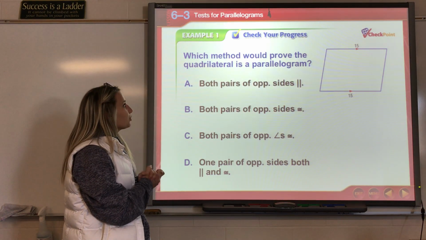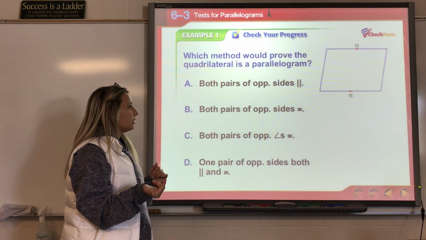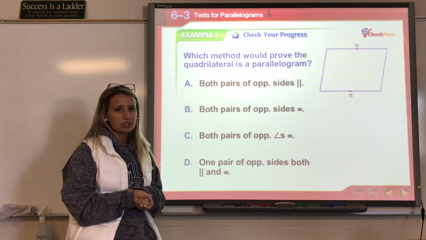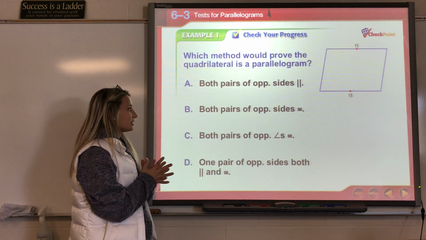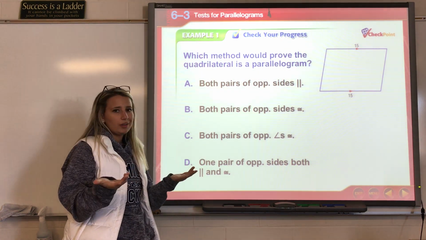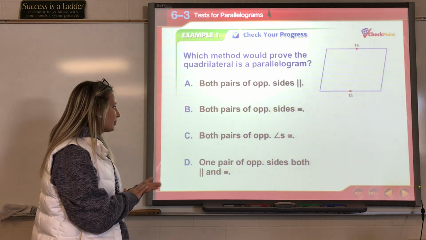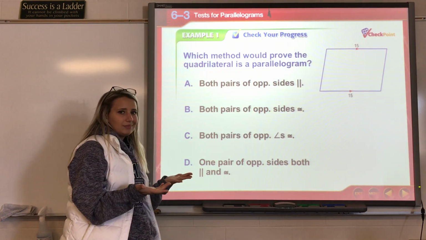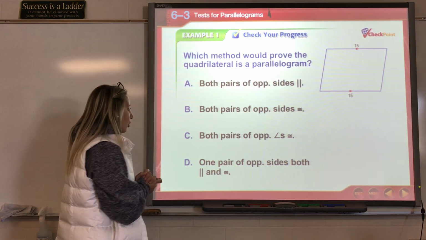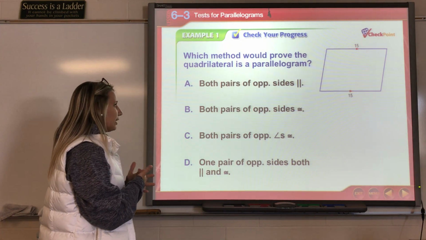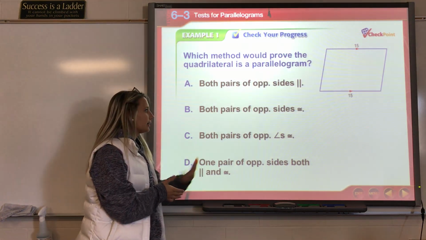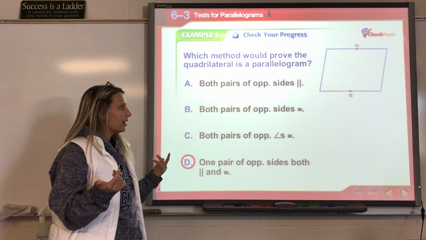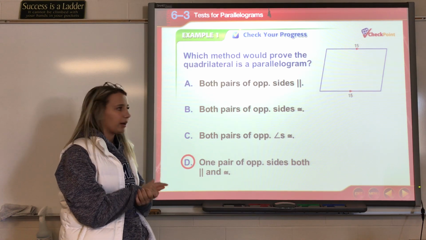It says which method would prove the quadrilateral is a parallelogram? Is it both pairs of opposite sides are parallel? I think it only shows us one. Both pairs of opposite sides are congruent? It only gives us measures for two sides, not four. Both pairs of opposite angles are congruent? It doesn't have anything with the angles. Or one pair of opposite sides, both parallel and congruent? It's got to be that, right, guys? Because both of those, that top and bottom, they're both 15. And that little triangle in there is indicating that those lines are parallel.